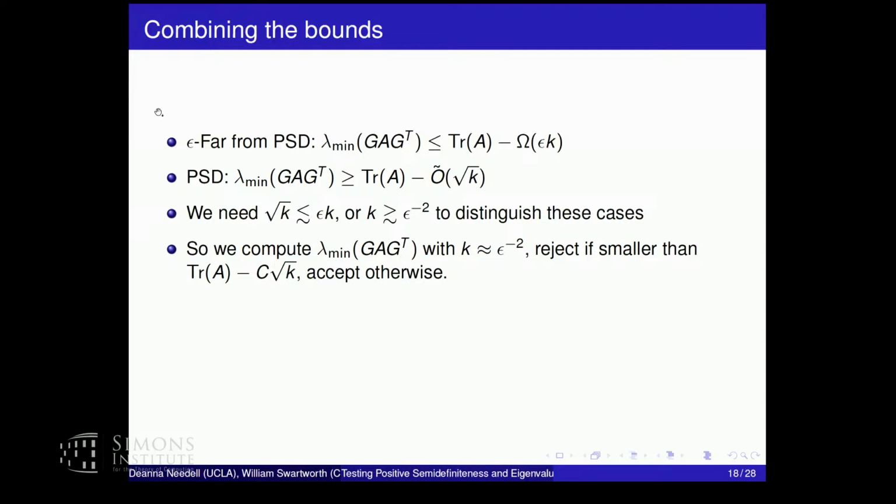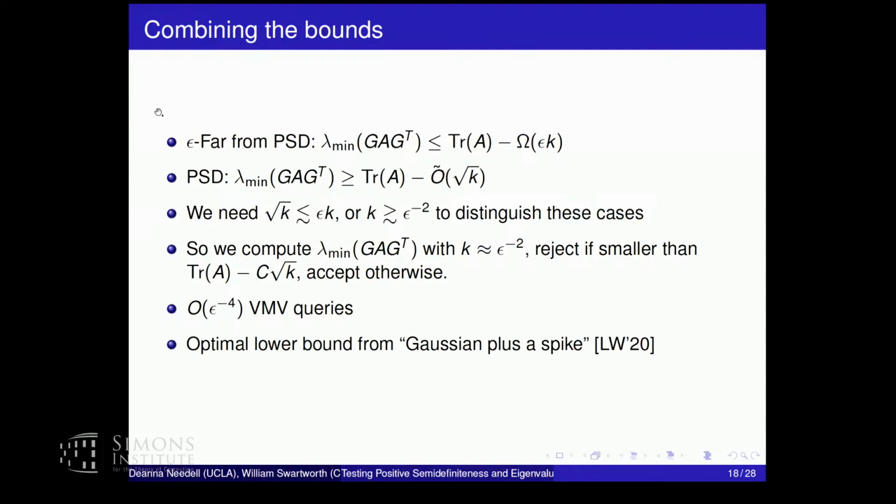In parallel, you need to estimate the trace of A. That can be done easily with known algorithms. And then you just check how close this minimum eigenvalue is to your estimate of the trace. And that's 1 over epsilon to the 4th matrix-vector queries, because it's GAG transpose, and that actually turns out to be optimal as well.